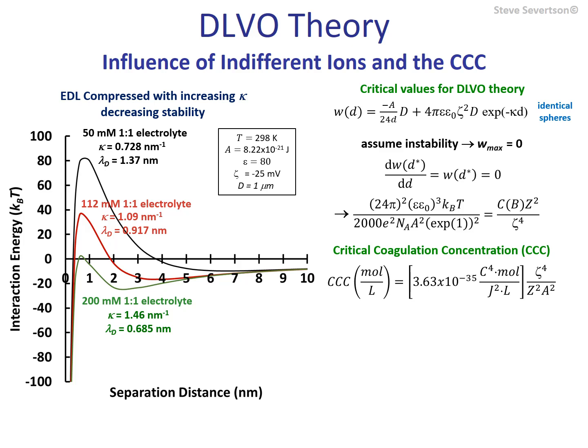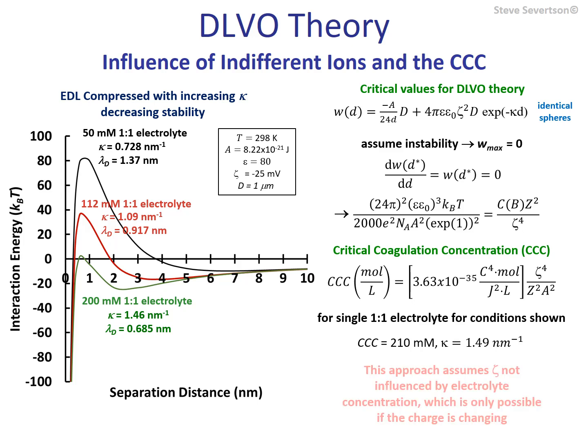Using the conditions listed for a single 1-to-1 electrolyte, a critical coagulation concentration of 210 millimolar is calculated, corresponding to a Debye-Huckel parameter of 1.49 inverse nanometers. This result is consistent with the interaction energy plots for these conditions. The discussion assumes that the electric double layer can be compressed at a constant zeta potential. This would require an increase in the surface charge countered by the diffuse layer, something that would be quite challenging in practice. But the assumption was made here to isolate the impact of the indifferent ion.